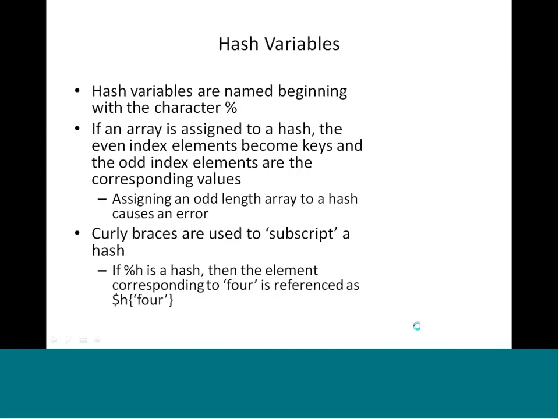Let's look at a couple more syntax issues. One is that hash variable names begin with the percentage character. If an array is assigned to a hash, the even-index elements become the keys, and the odd-index elements are the corresponding values. So assigning an odd-length array to a hash will cause an error. This is what happens by mistake if you use the percentage sign instead of the ampersand.